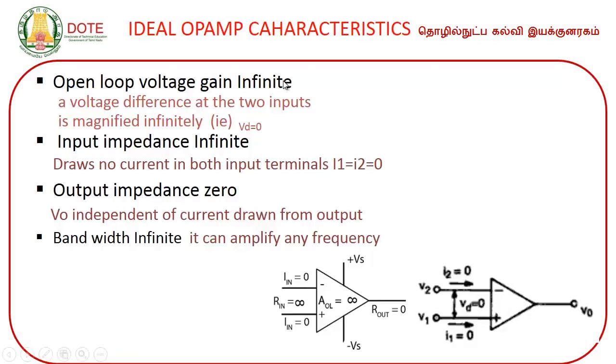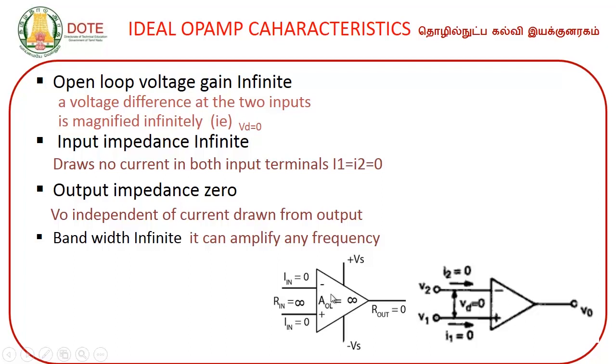If you understand the characteristics very clearly, it is very easy to build the op-amp circuits, right? So it is difficult to understand the practical characteristics initially. Now let us see the ideal op-amp characteristics. What is meant by ideal op-amp? How the op-amp should behave ideally? So an operational amplifier circuit has four important ideal characteristics.